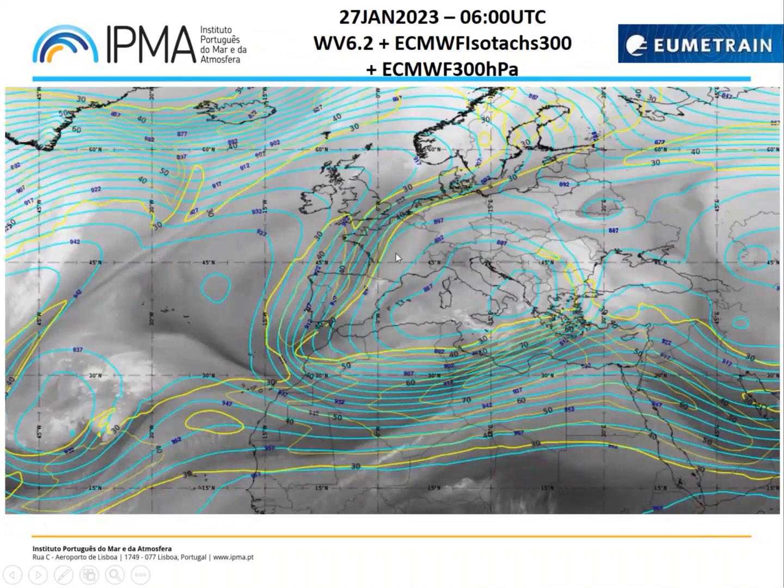So we'll start by looking at the upper levels. This is the water vapor 6.2, winds and geopotential at 300 hectopascal at 6 UTC. On the left side over the Atlantic, we have a low pressure system southwest of Azores, and the ridge that is also northeast of Azores and goes towards northern Europe, as you can see over here.